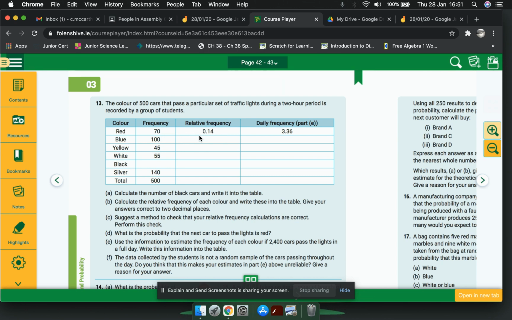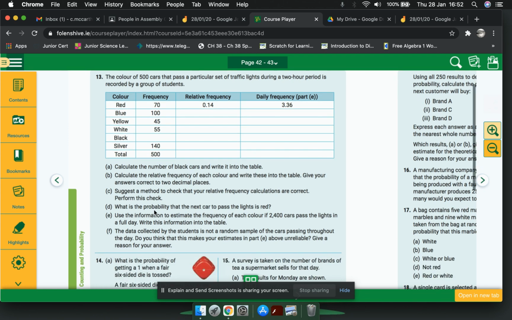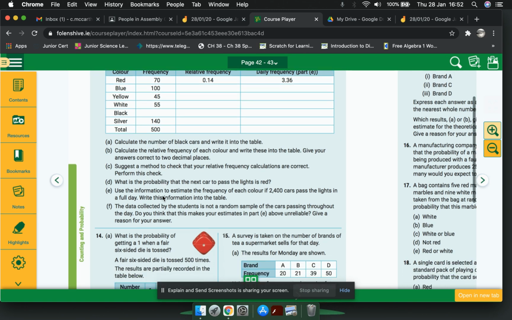You repeat this process for every one of these numbers. So the next one is going to be 100 divided by, so that's the number of trials, divided by 500, and you will get a value of 0.2. All of these relative frequencies, if you've done it correctly, should add up to 1. So that is how we do part B. I'll let you figure out part C yourself.